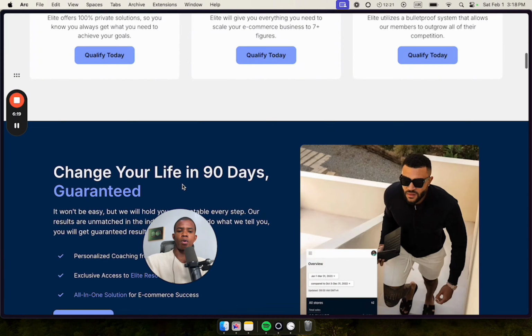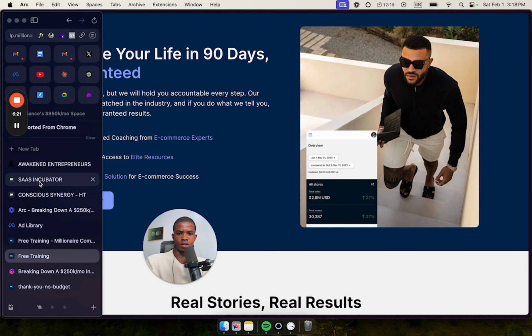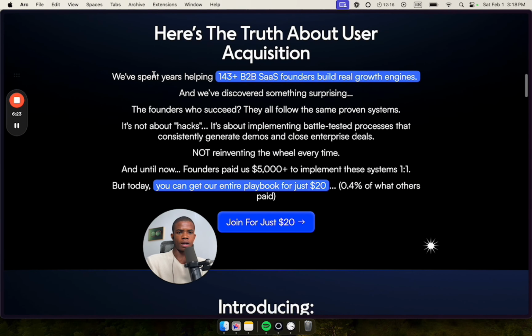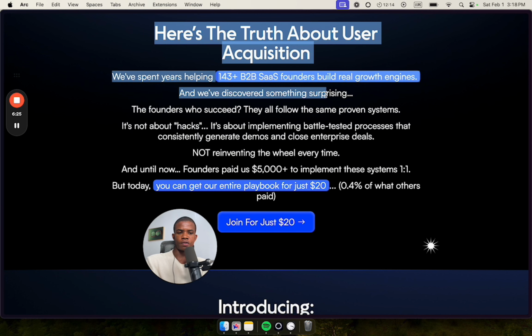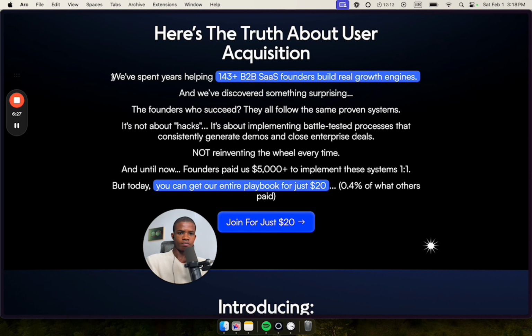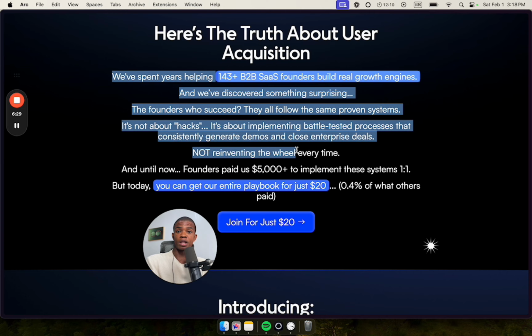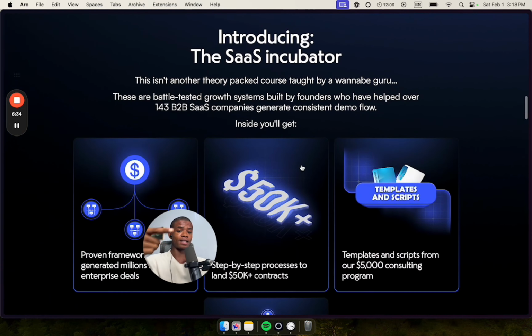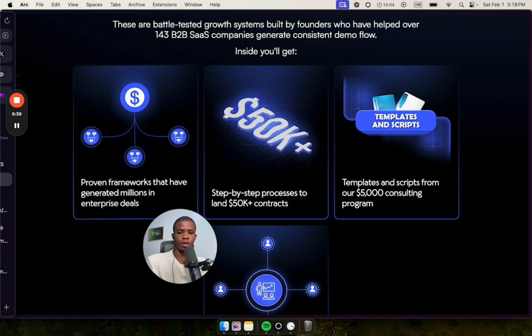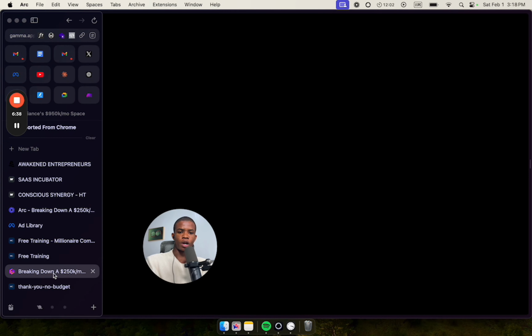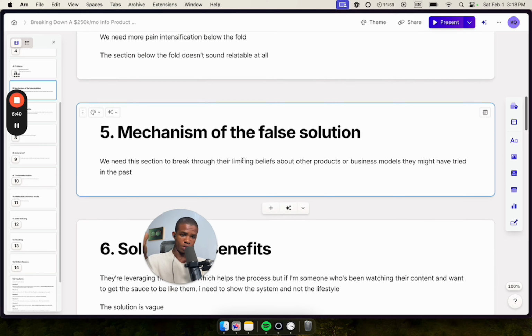So it's very important to have that. And if we show you an example, you can see that we do the same thing here on this funnel that we built for these clients. We show them the problems with the solutions that they've implemented before and why it's not working, and why our solution is going to be the best one is the next thing that we introduce to them right here. So it's very important to have the mechanism of the false solution, especially with this audience.